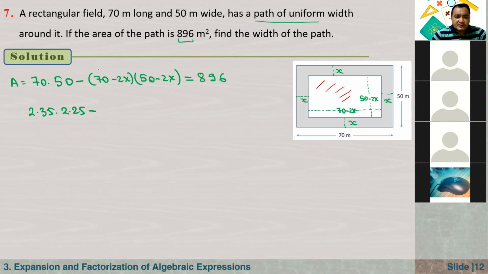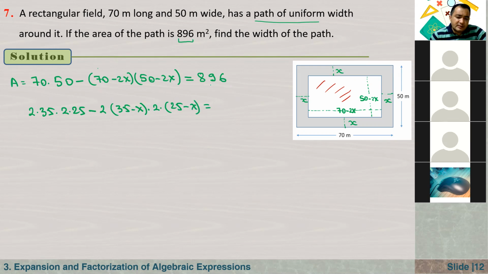Minus, and here we have 70 and 2x, right? What is the common factor? Common factor is 2. So here we have 35 minus x times, how about 50 minus 2x? 2 is a common factor. I can write here 2, and here we have 25 minus x.